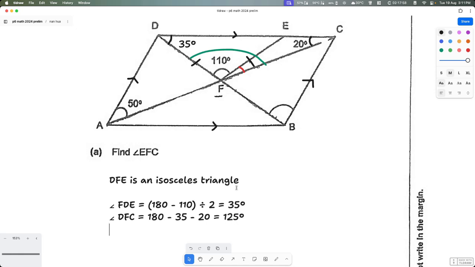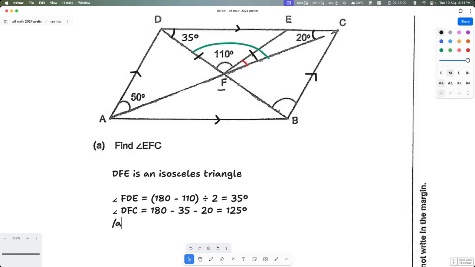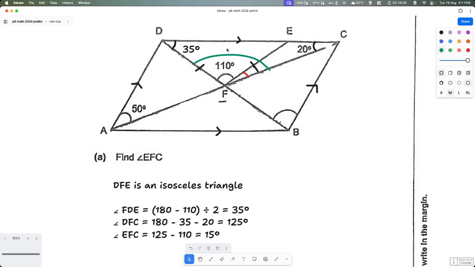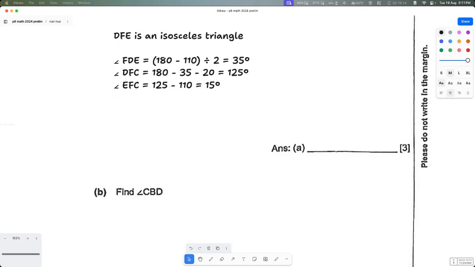Now we know that the angle EFC is equal to 125 minus 110. This will give us 15 degrees. So there you go. That's the answer, 15 degrees. Let's move on to part B.